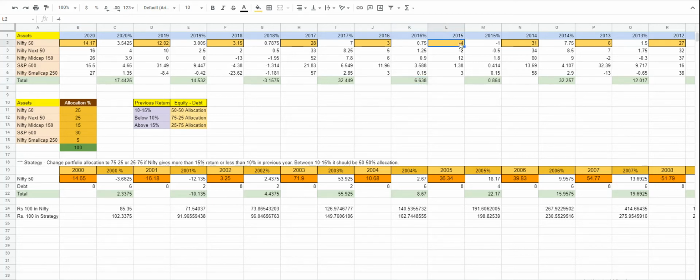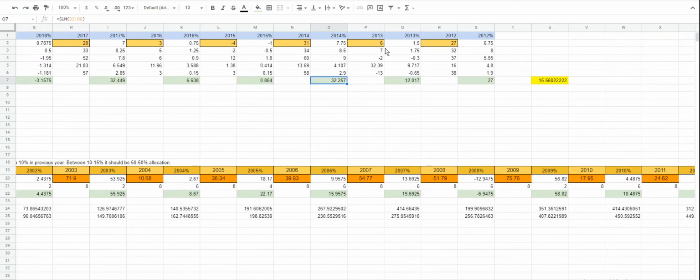2015, if you have invested only in a Nifty 50 index fund, you had a minus 4% return. And if you have invested in the whole package of all the 1000 companies in this allocation, you had a positive return of 0.8%, which is 1% positive. 2014, it's more or less the same, 31%, 32%. Then 2013, you had 6% with Nifty, but overall 1000 companies gave us 12% return. And 2012, it was almost the same, 27%.